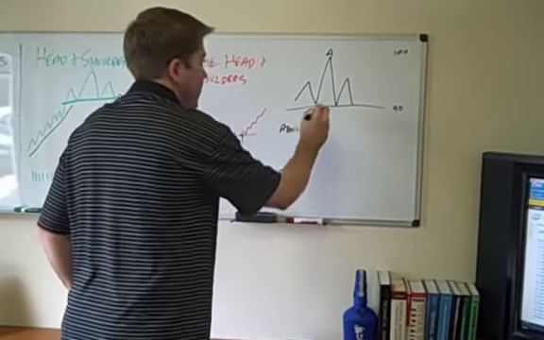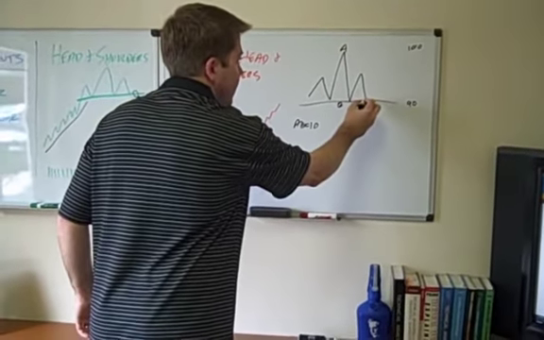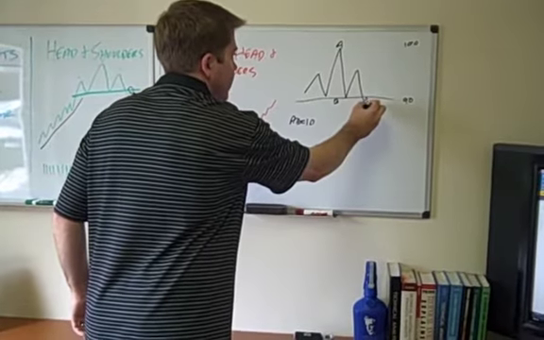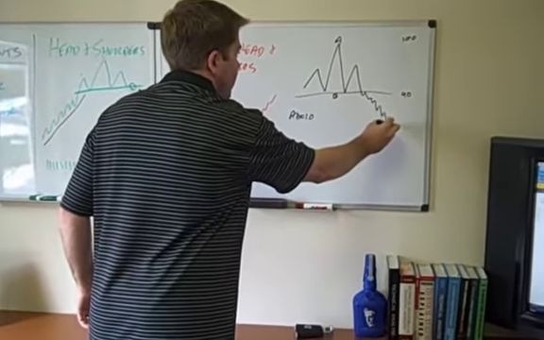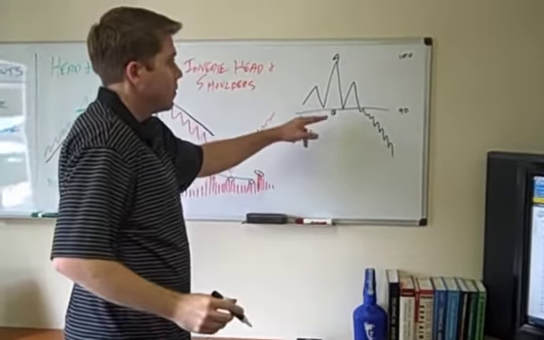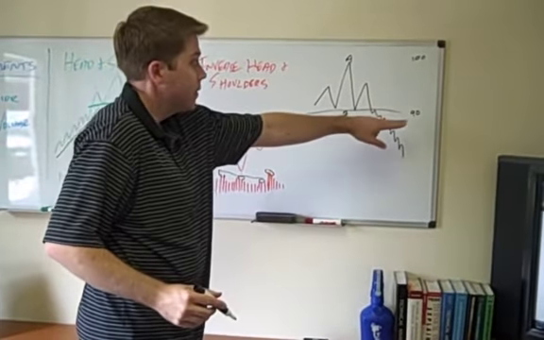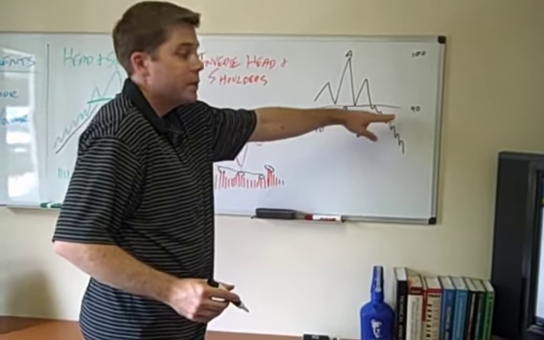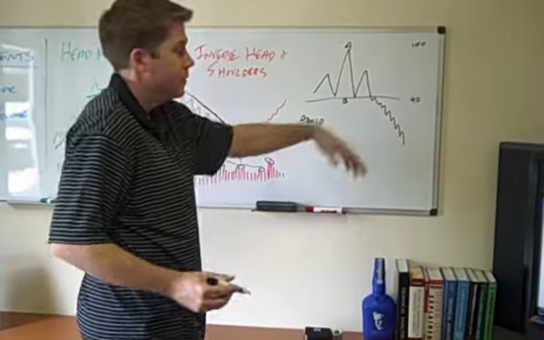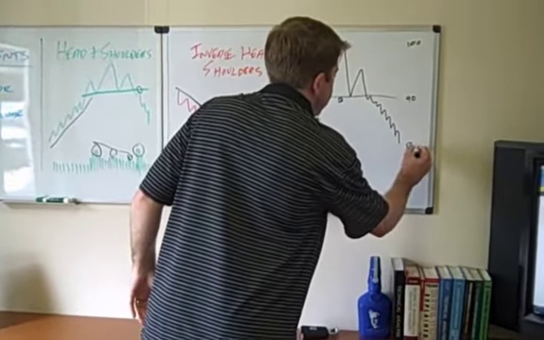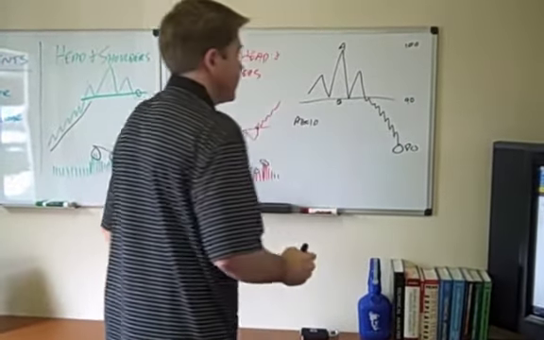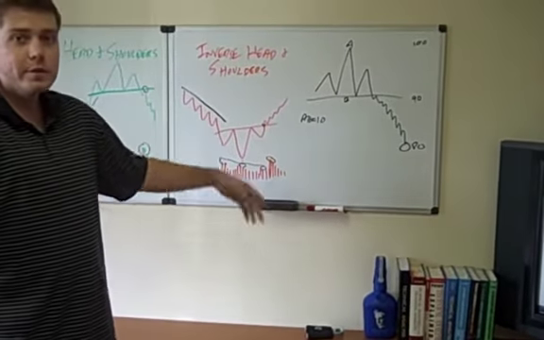So AB equals 10. Alright, so once you get the break of the neckline, you can anticipate a downside move of 10, minus that, or 90 minus 10. So in this case, your measured move is going to be 80. So we've got 80 as our target. Pow.